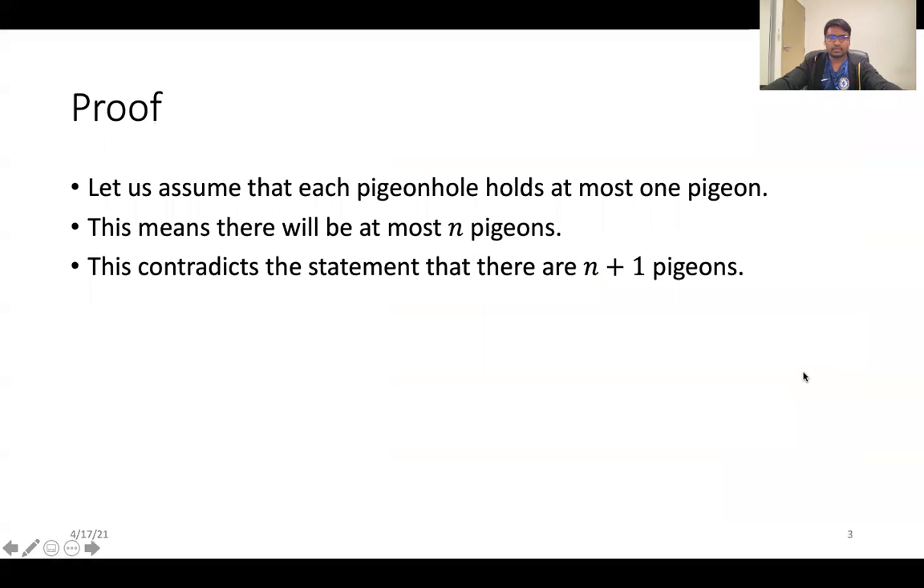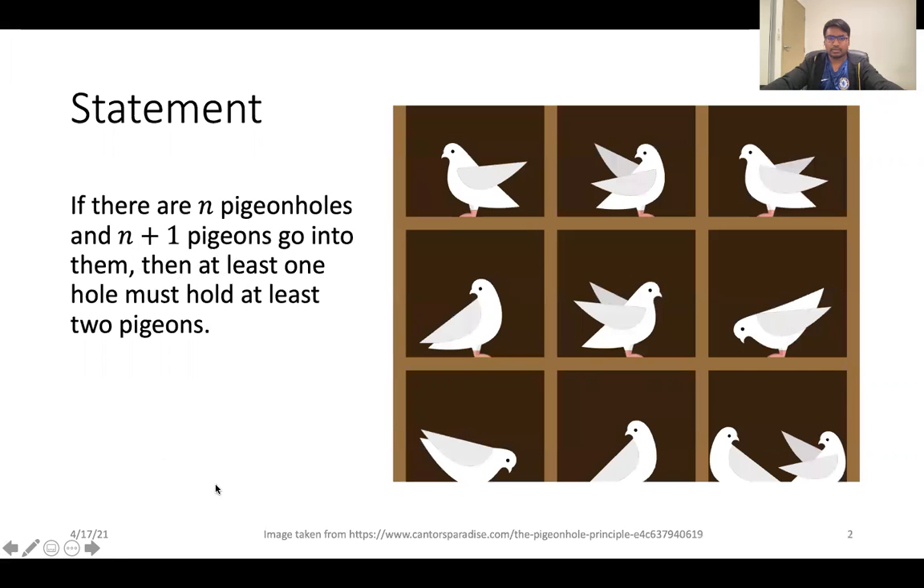To prove this, we can use proof by contradiction. Let us assume that each pigeonhole contains at most 1 pigeon. Since there are n pigeonholes, there will be at most n pigeons, which contradicts our statement, which says that there were n plus 1 pigeons. So basically this proves the statement.